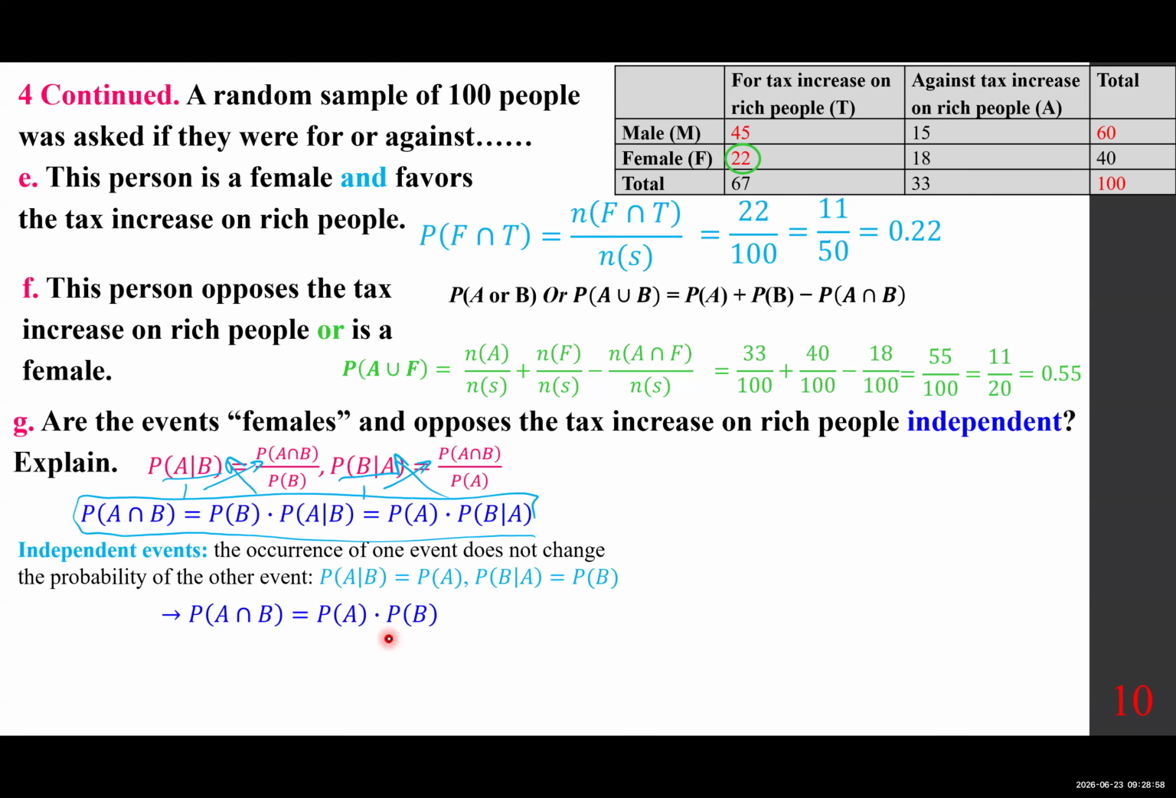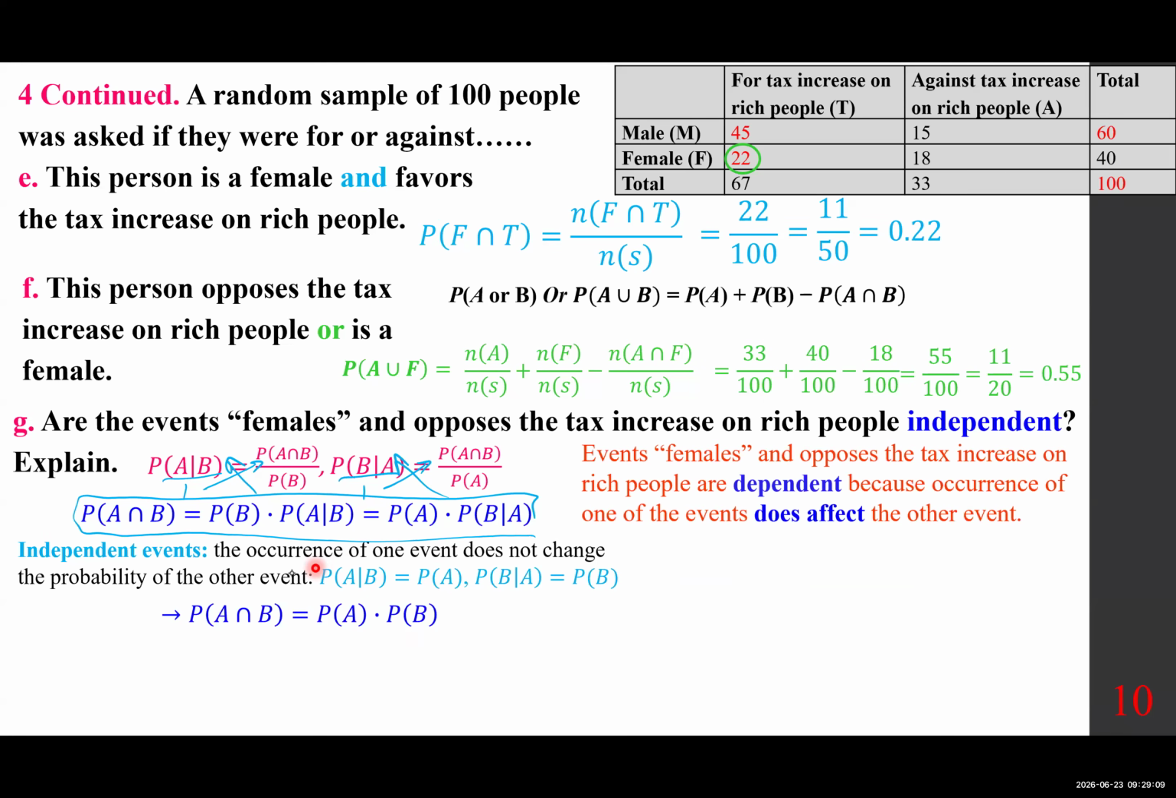Are the events females and opposes tax increase independent? We're going to go back. So this was the definition of independency, dependency, and the relationship as to what's going on. And these events are dependent. Events, females, and opposes tax increase on rich people are dependent because occurrence of one of the events does affect the other event. This is, again, vague, probably hard to understand. What do we mean by that? Let's look at it only mathematically. Probability of A given F is 18 over 40.